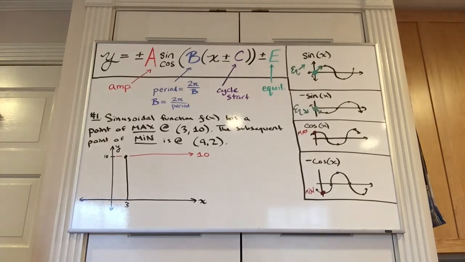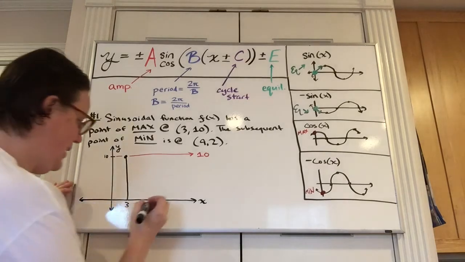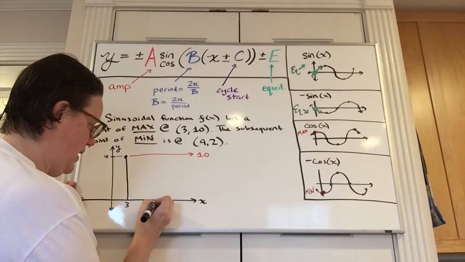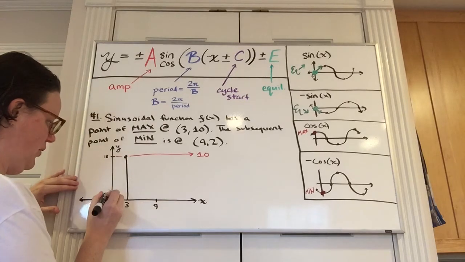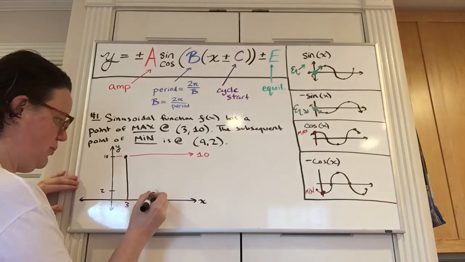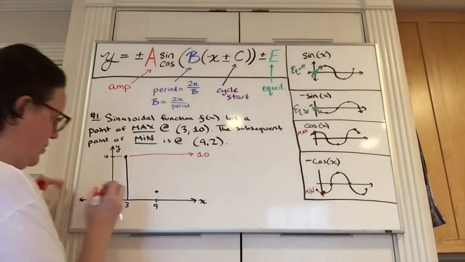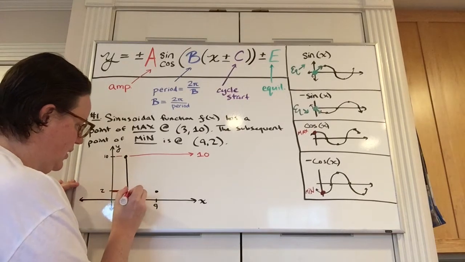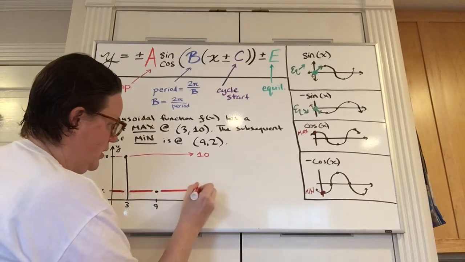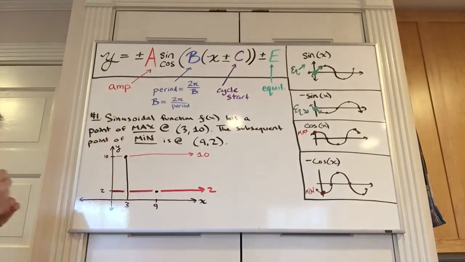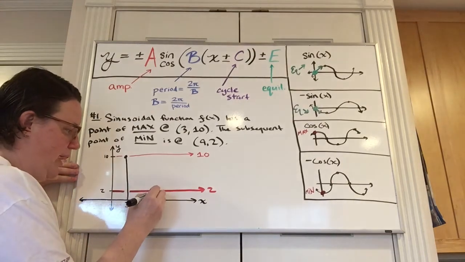All right. And so then we also have a point of minimum, the very next point of minimum, at 9, 2. So I'll call this an x of 9. I'll call this a y of 2. So there's our point. And again, I'm going to sort of draw a line just so that that minimum is really clearly labeled. So our minimum here is at 2. Okay, so we have just 2 points on this graph.